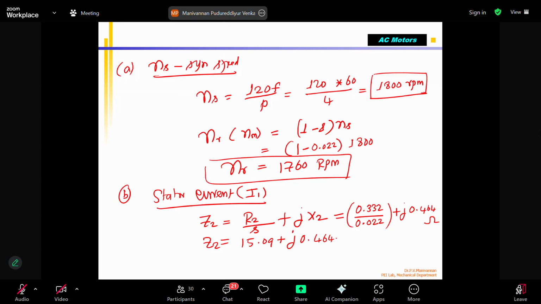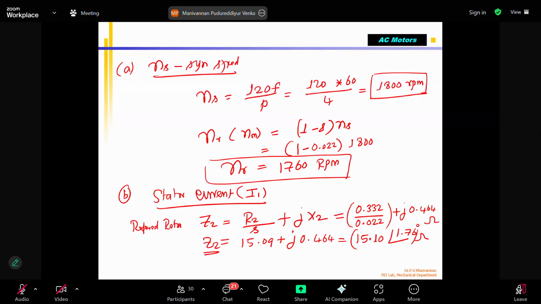That is in the complex form. In polar form, you can write 15.10 with a phase angle of 1.76 degrees, so many ohms. This is the value you obtain for Z2. Now, what is this Z2? This is called the referred rotor impedance, referred with respect to the stator.